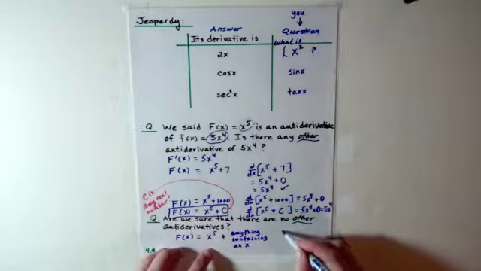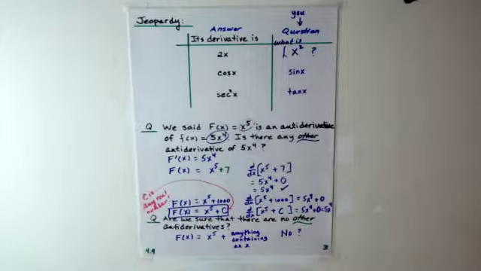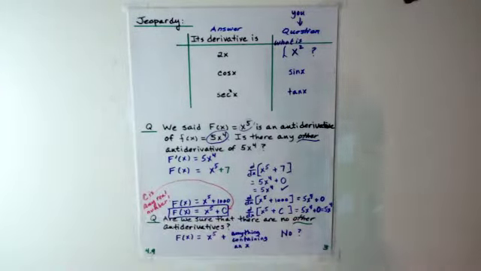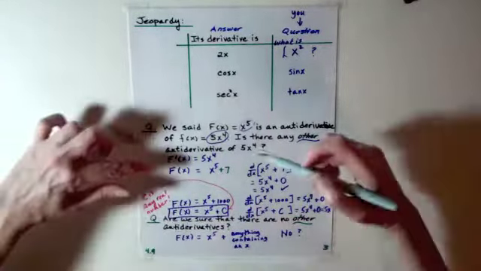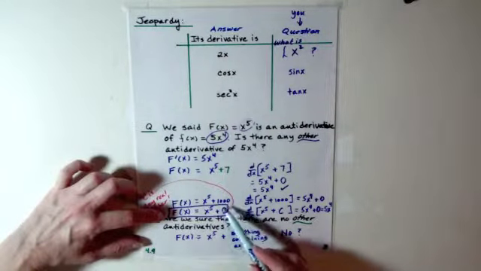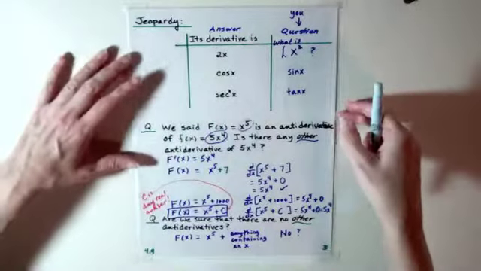So I think the answer is no, but I'm going to put a little question mark there because we haven't really proved that. We've just said, well, it looks like this is the best that I can do if I want to write down the set of all possible antiderivatives of 5x to the fourth. They would have to be of this form, x to the fifth plus a constant, and I couldn't add anything that's not constant onto this function. It looks that way, but we haven't really proved it. Let's go ahead and see how we would try to prove that statement by looking at the next page.